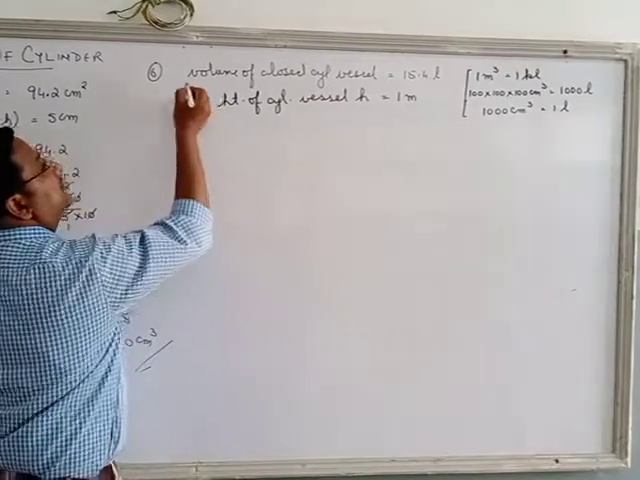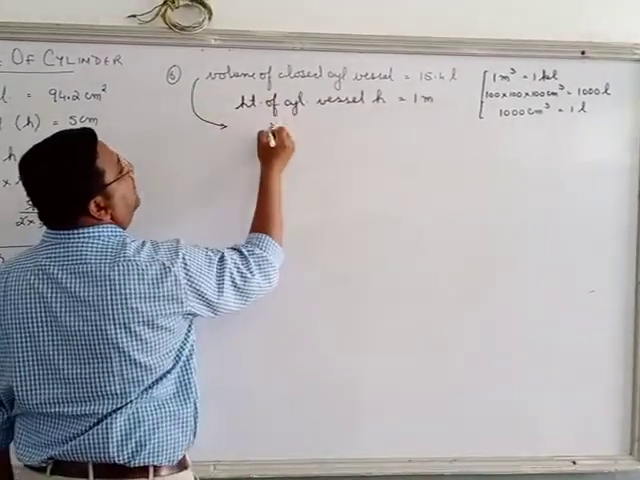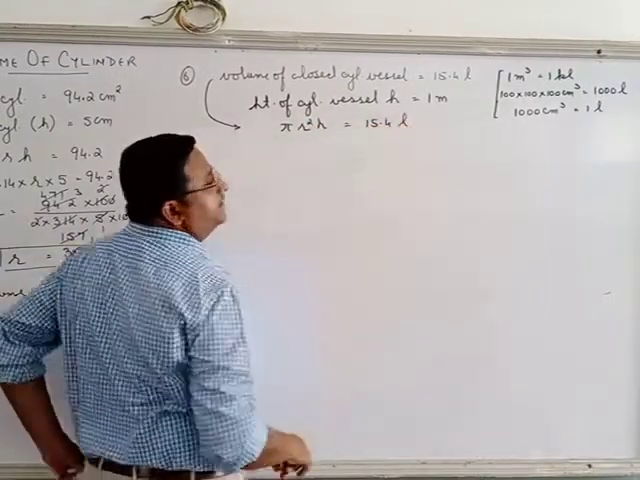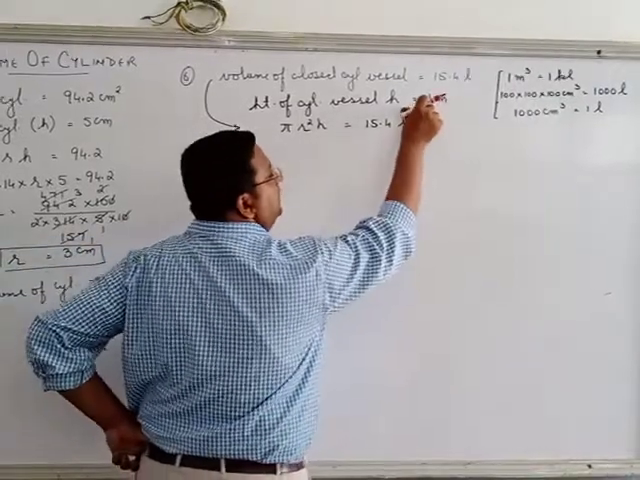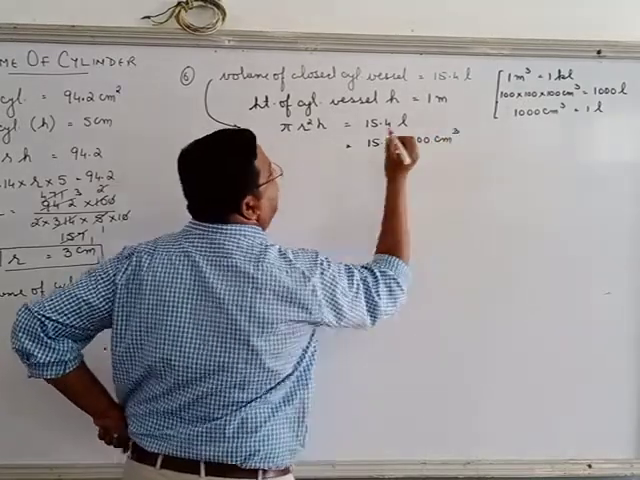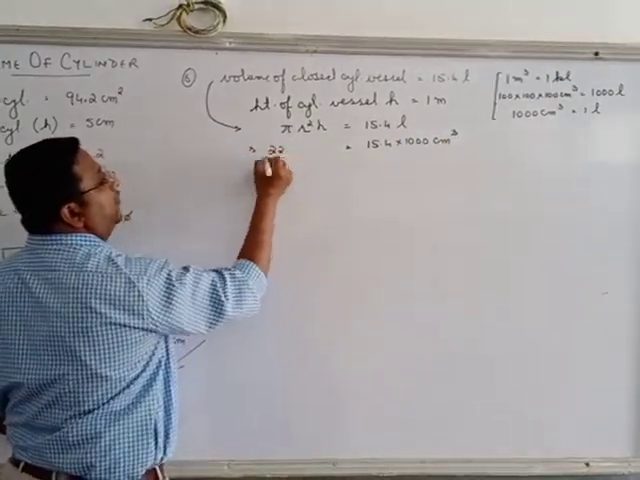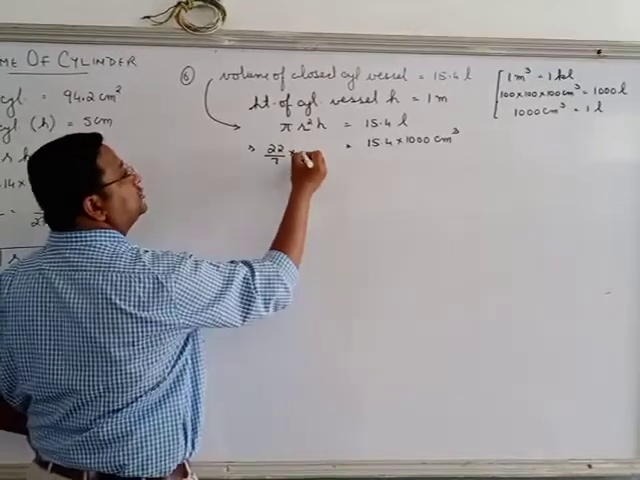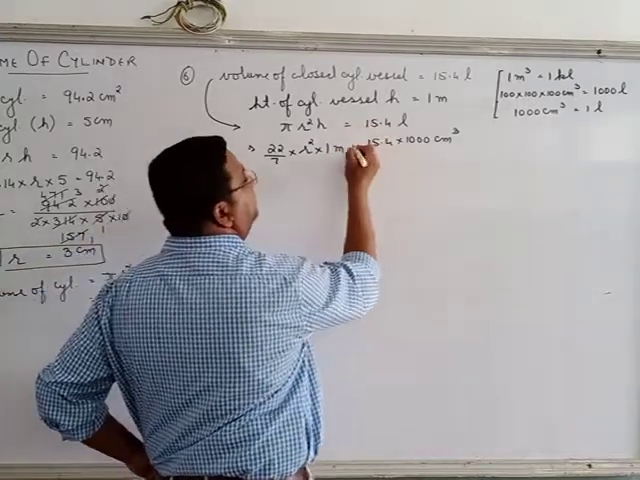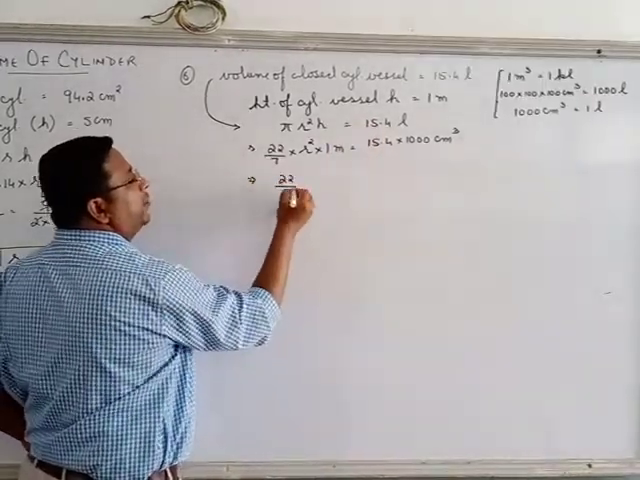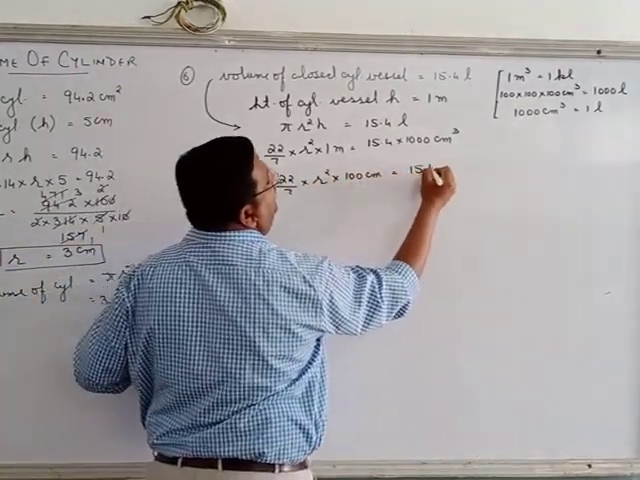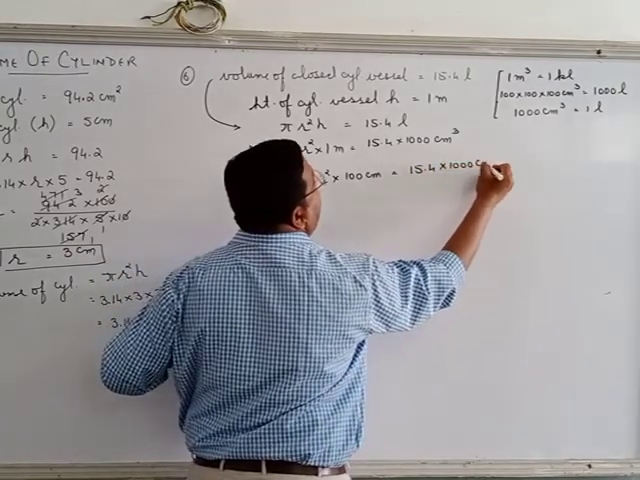First of all, we find the radius. Volume of cylinder, pi r square h, is equal to 15.4 liter. So convert liter into centimeter cube: 15.4 into 1000 centimeter cube is equal to pi, 22 upon 7, since the value of pi is not given. R square we do not know. H is 1 meter. Again we can convert this meter into centimeter, it will be easier. 22 upon 7 into R square into 100 centimeter is equal to 15.4 into 1000 centimeter cube.